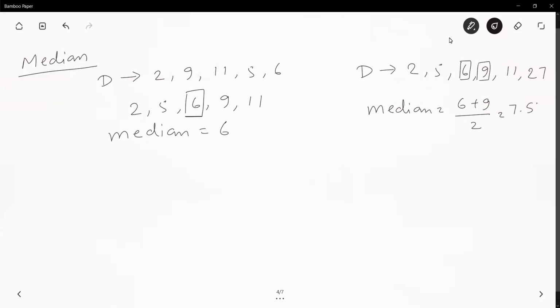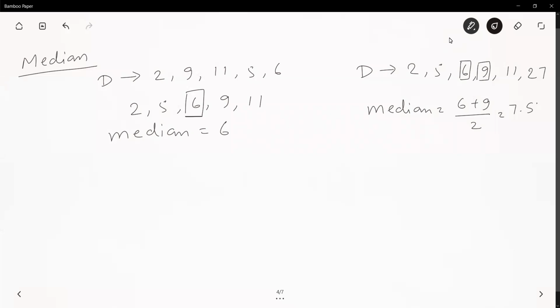Okay, so this is our median. When a data set has an odd number of values, the middle value is the median. When it has an even number of values, we take the two values from the middle and find the average of those two values.